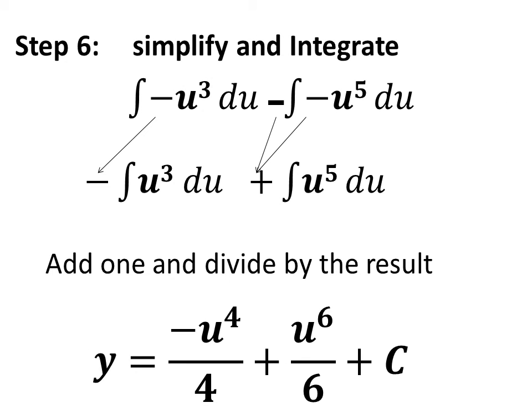Step 6, we're going to simplify and integrate. If you look at the arrows, what I did for the first integral was just remove the negative out to the front. The two negatives make a positive. At this point, you should know that we're just going to add 1 to the exponent and then divide by the result.